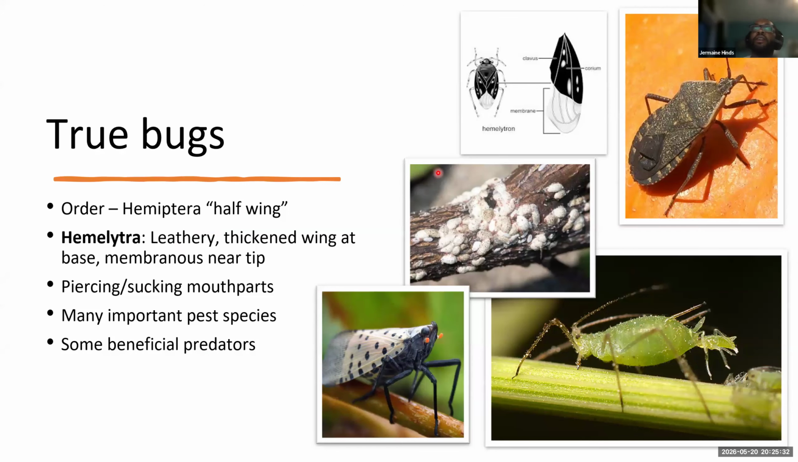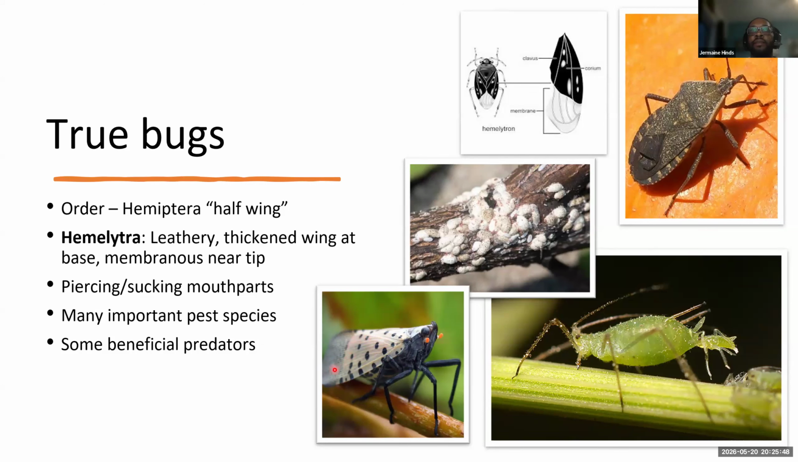True bugs. This is your Hemiptera. So hemi means half, like hemimetabolous, half or incomplete, half-winged. And they have this characteristic hemielytra. It's this leathery, thickened wing at the base. So the spotted lanternfly is an example of a Hemiptera.